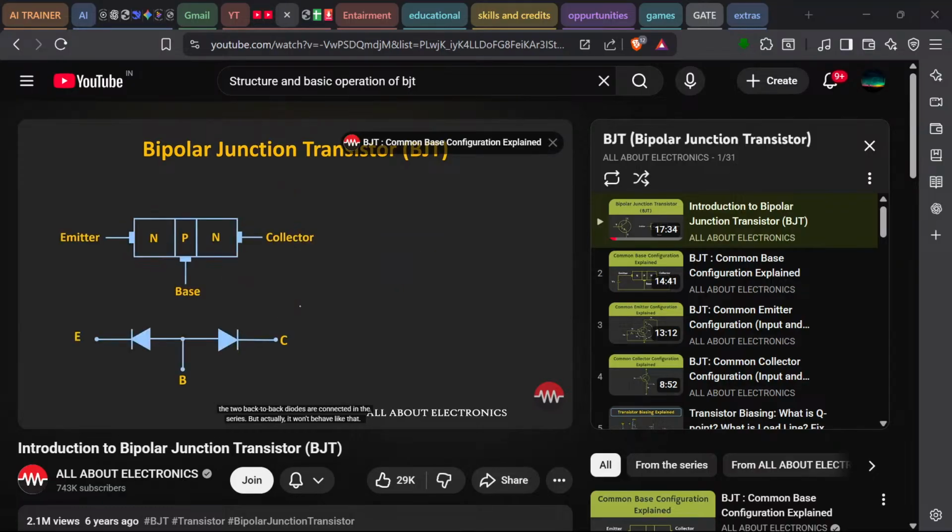And it appears as if two back-to-back diodes are connected in series, but actually it won't behave like that, because when we connect two back-to-back diodes, we are assuming that there is no interaction between the two diodes. That means these two diodes are operating independently. But in case of the BJT, there is actually an interaction between the two regions. So if we connect two back-to-back diodes like this, then it won't behave like a BJT.